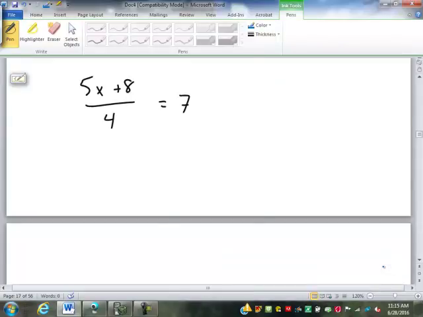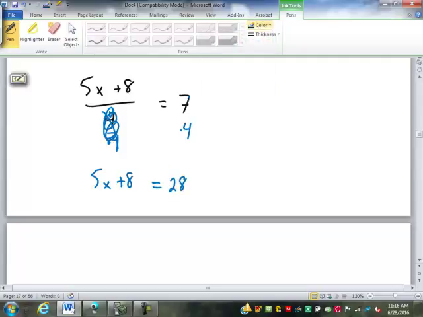What are we going to do first? Times 4. You got it. That 4 is gone. We have 5x plus 8. So all that happens here is this 4 disappears. But we do have to do something to the other side as well, which is times 4. 7 times 4 is 28.